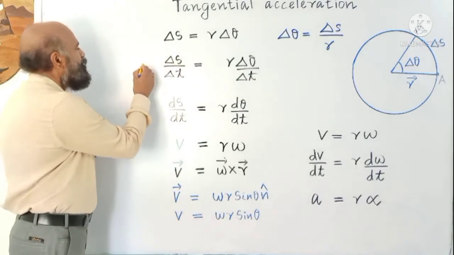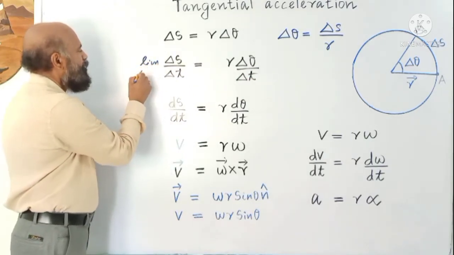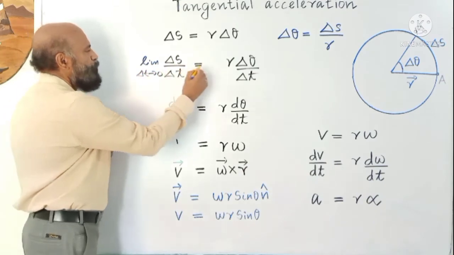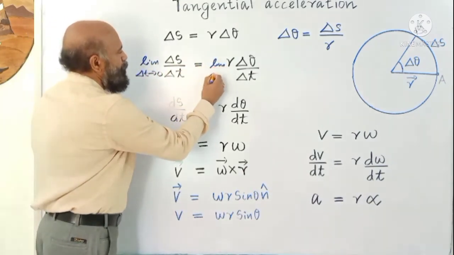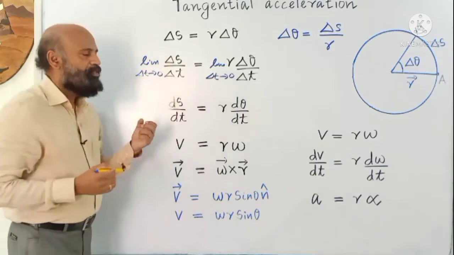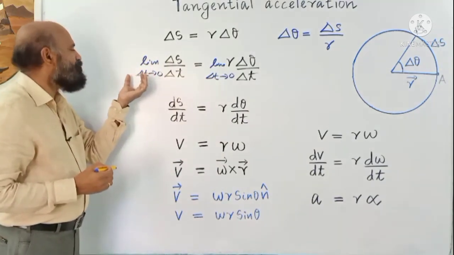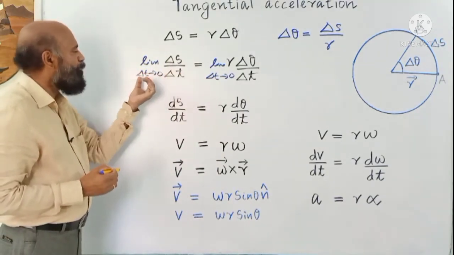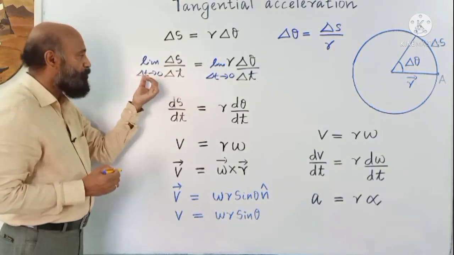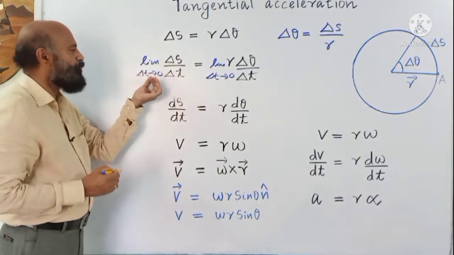Then limit delta t tends to 0. This delta t is very small, approaching 0. Not 0, approaching 0. Delta t approaches 0.